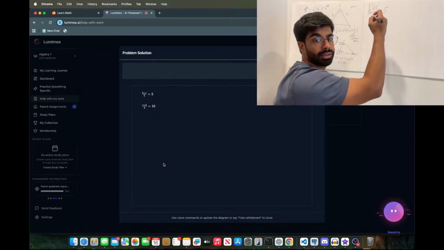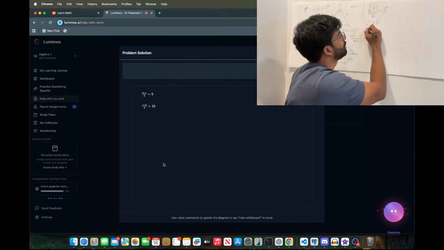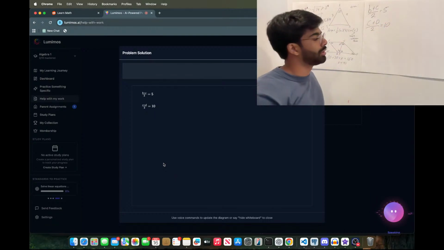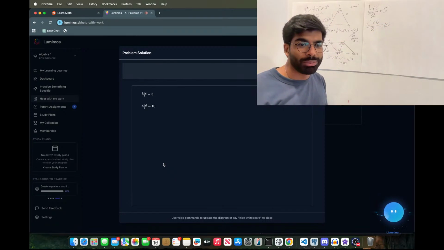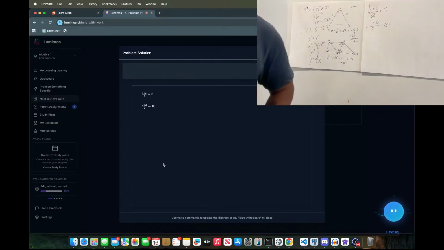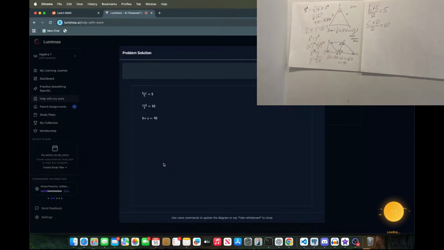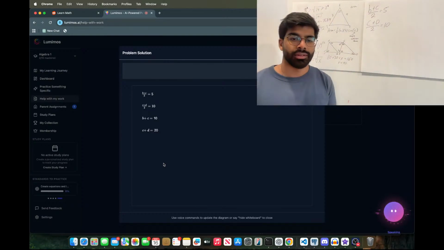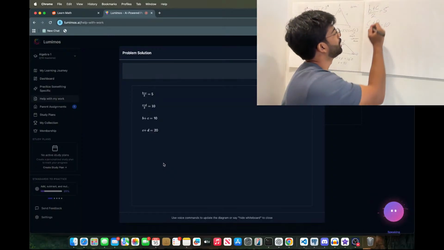Perfect. That's exactly right. Now what should we do to get rid of those fractions and make these equations easier to work with? Well, we can multiply both sides by 2, and we'll get B plus C equals 10 and C plus D equals 20. Exactly. Now we have these two clean equations. The question asks us to find B minus D. Looking at these equations, we have B and C in one and C and D in the other. How do you think we should approach finding B minus D?